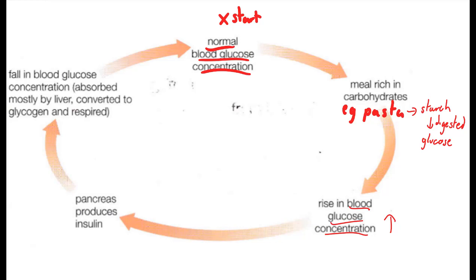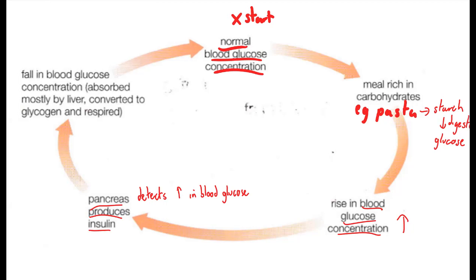So your pancreas detects that. The pancreas detects the increase in blood glucose and produces insulin. The insulin then has this effect. It causes a decrease in blood glucose concentration because the liver absorbs it. It converts some of it to glycogen and it respires it. So that's three ways the liver can reduce it. It absorbs it, converts it to glycogen, and respires it, which brings our blood glucose levels back to normal.